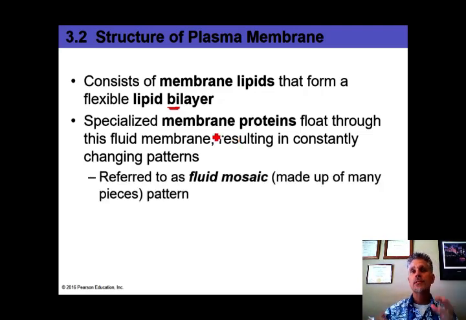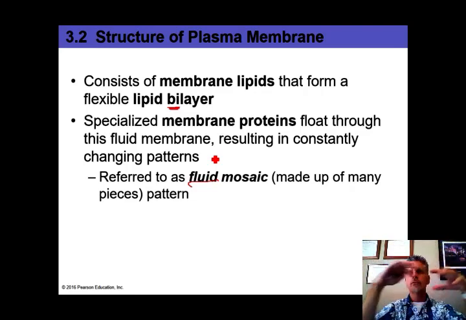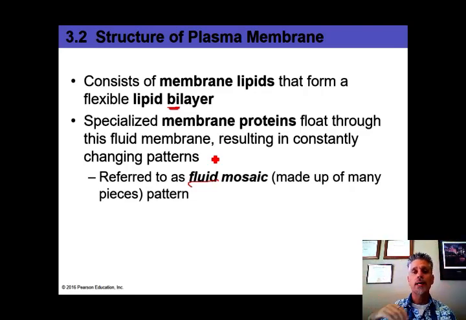And so since there's these different types of molecules inside of the plasma membrane, we typically call it a fluid mosaic. So the fluid aspect of it means that it moves. So these different individual lipids and proteins move relative to each other. And then it's called a mosaic, like you think about a mosaic piece of art.